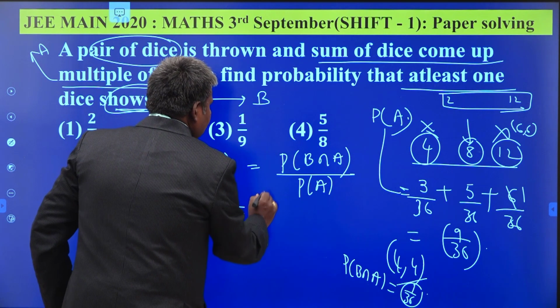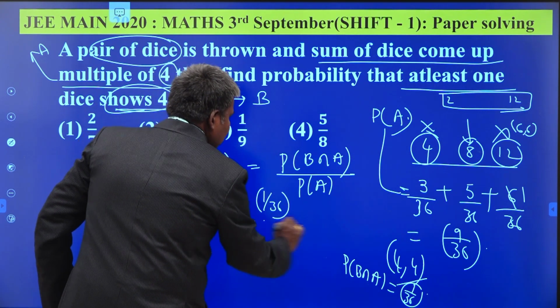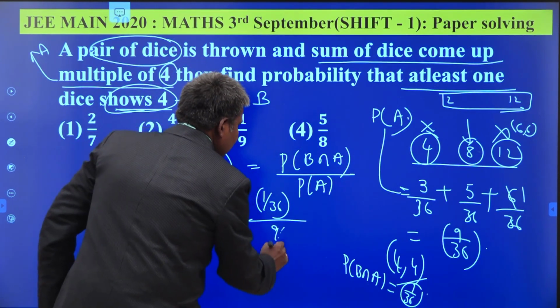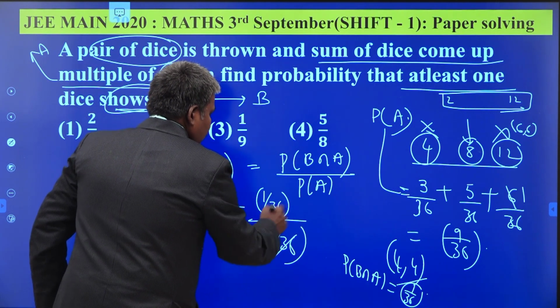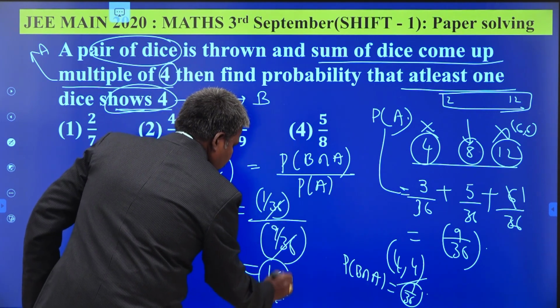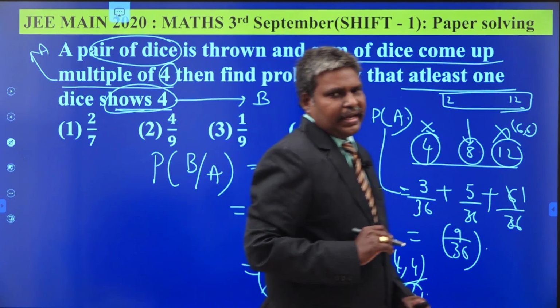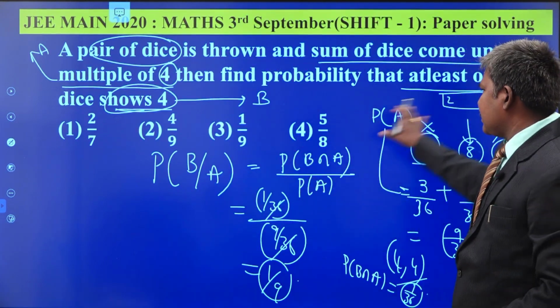So the required probability is what? 1 by 36 whole divided by 9 by 36. So your answer is what? 1 by 9. In this manner we can easily crack this one.